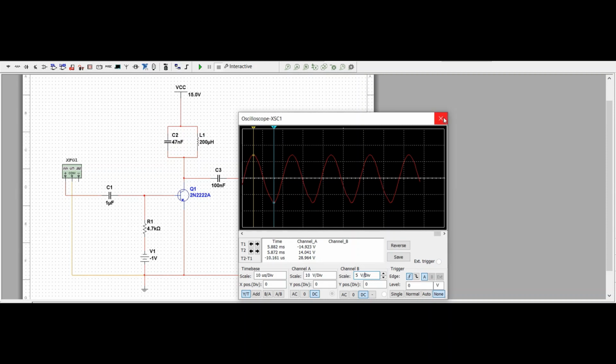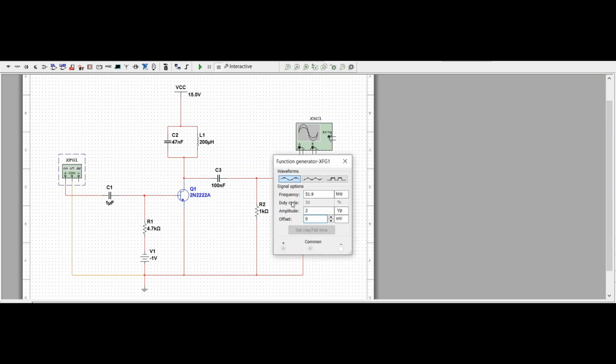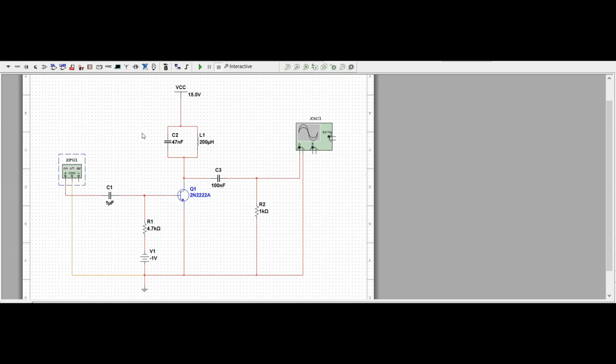The next part is to find the maximum frequency of oscillation, which is 51.9 kilohertz. Remember, Class C works at maximum frequency of oscillation. You will get the maximum efficiency. So at 51.9 kilohertz, 2 volts peak voltage, we will get maximum efficiency. So let us find out the efficiency of this Class C power amplifier.